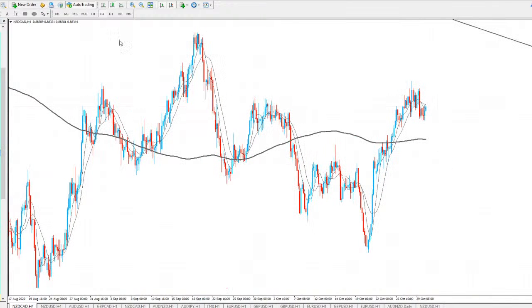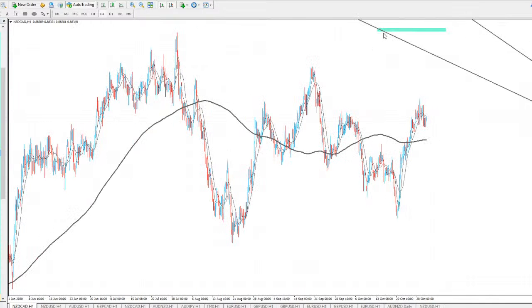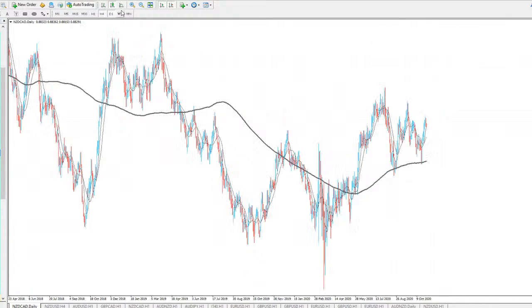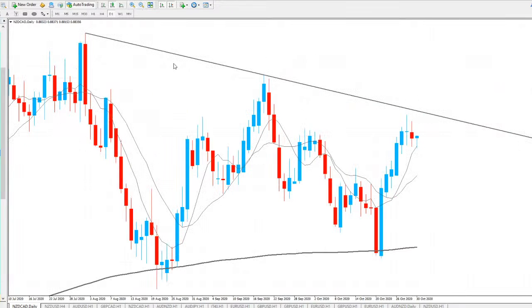NZD CAD, this one again, we're expecting to push to the downside. As you can see, we're having a tough time doing that. We did have a trend line in the market. If I go to the daily, we had a trend line in the market here that price has just missed. As you can see, connected to the previous highs, connected that to the trend line. You can see we almost tested that for a third time.